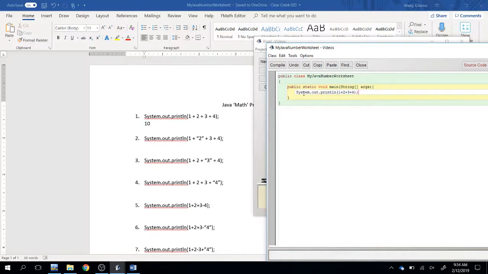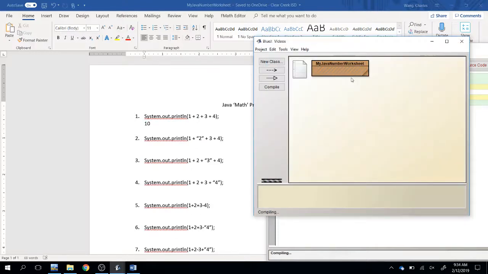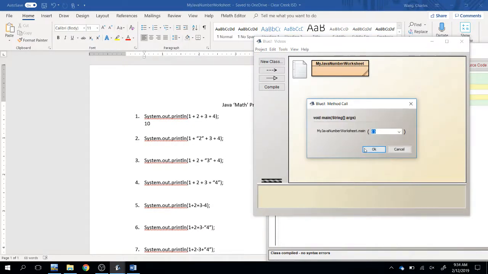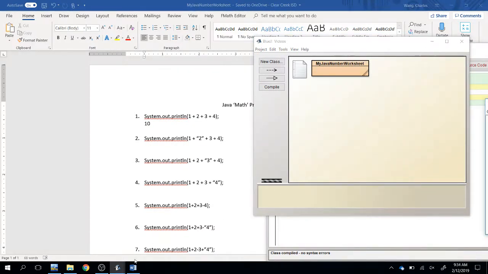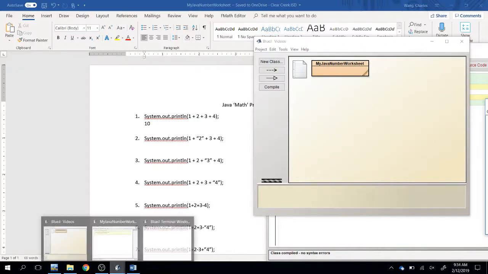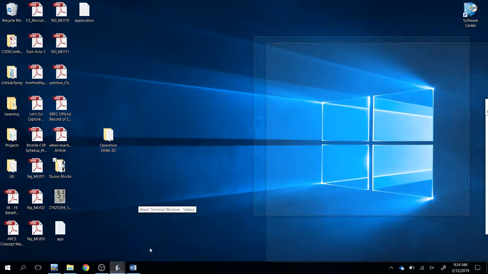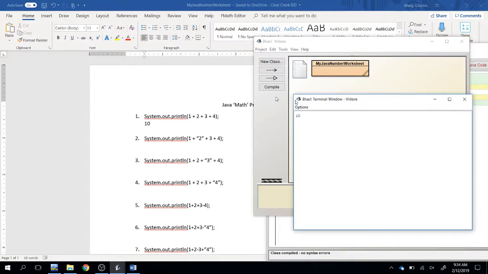So we expect the answer to be 10. Compile. Let's see if it's actually 10. Run. It's all the way over there. And we get 10.